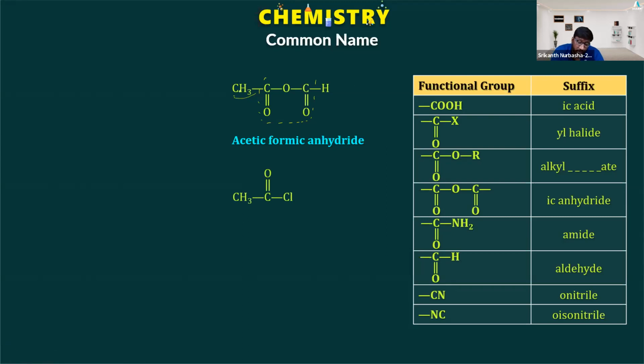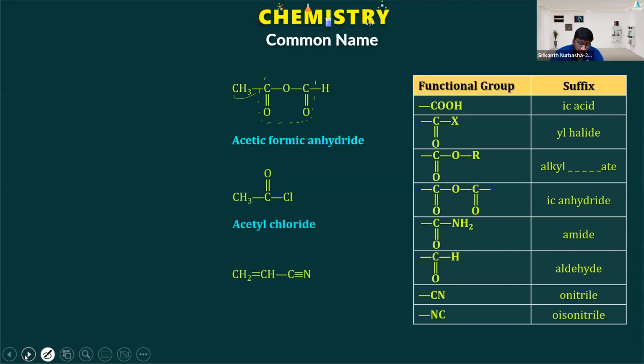Like earlier, with respect to CH3 C double bond, we have 2 carbons, so that is said to be acetic anhydride. But here, with respect to one side, we have CH3 C double bond, 2 carbons. With respect to the other side, we have 1 carbon. So acetic formic anhydride. CH3 C double bond Cl. Acetyl chloride.